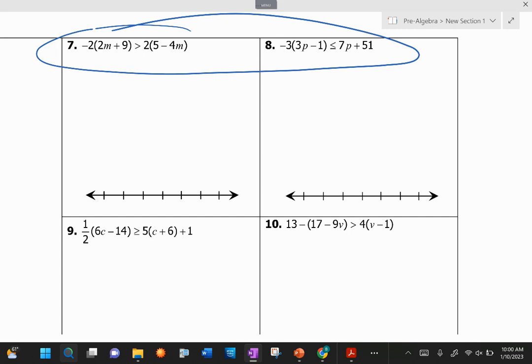So it's a positive 7p, and it's being added to 54. So you're going to have to subtract it from both sides. You'd subtract 7p from here, and that would get those to cancel out. And you can subtract 7p from here and combine them. Okay?